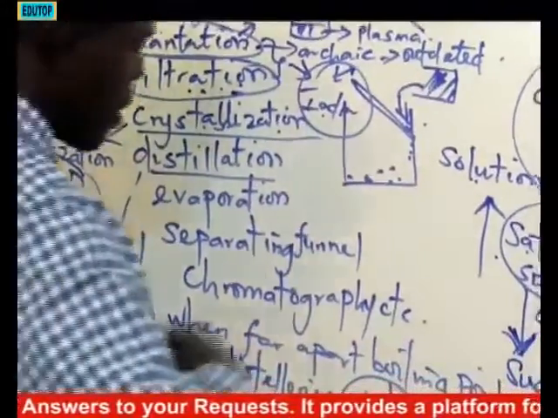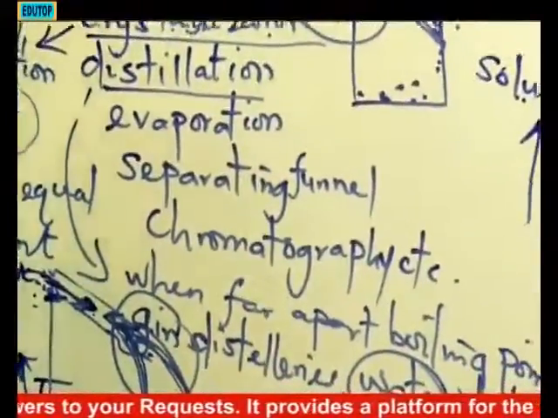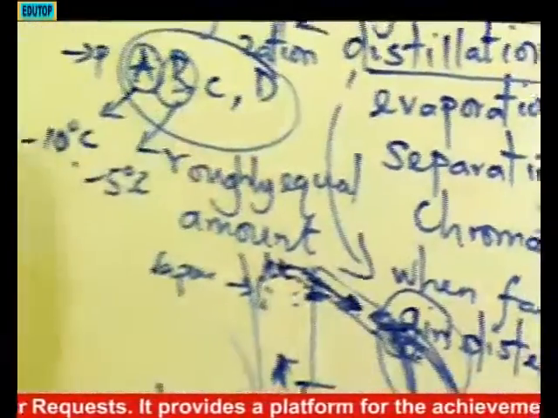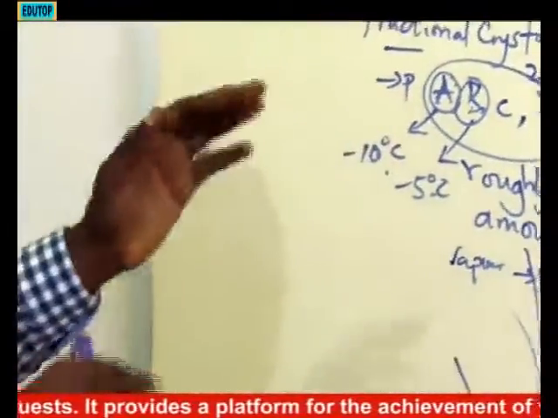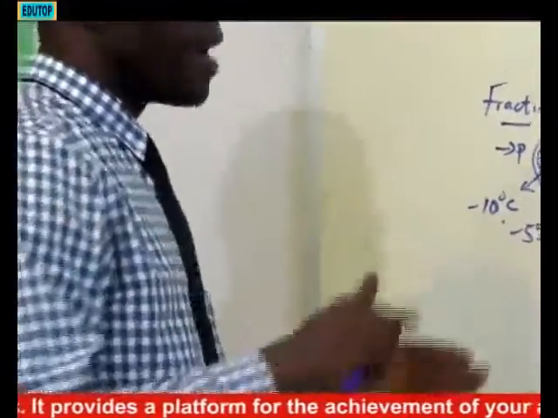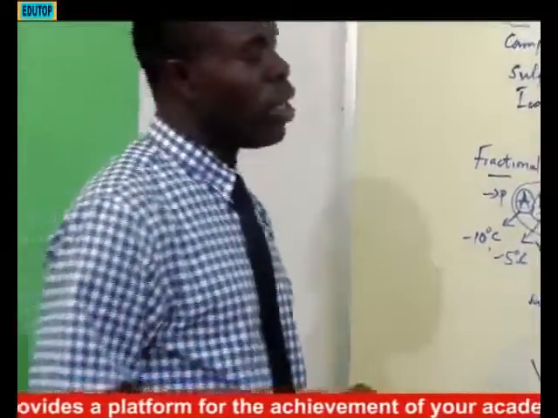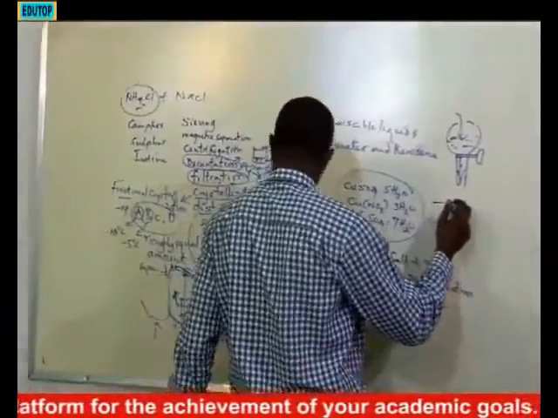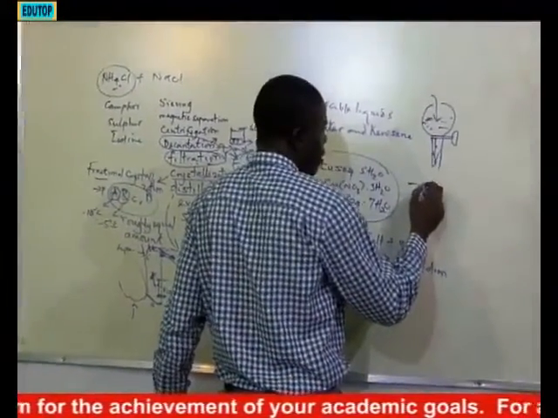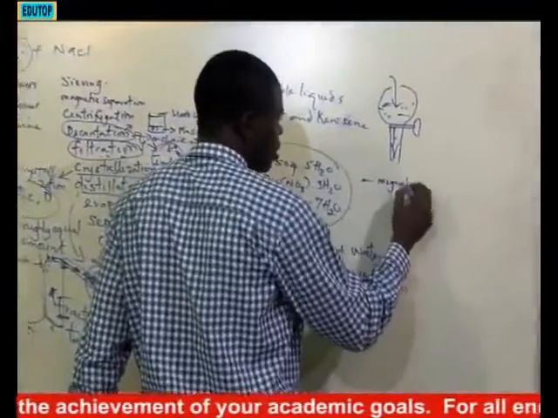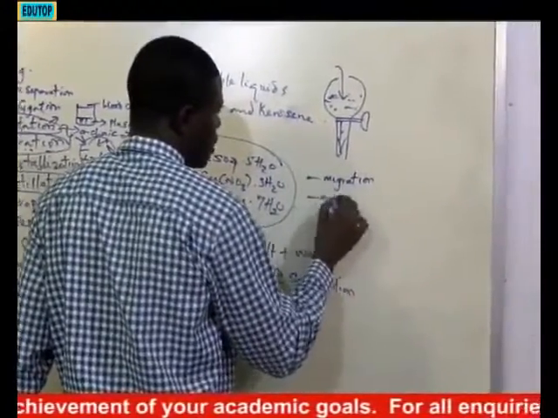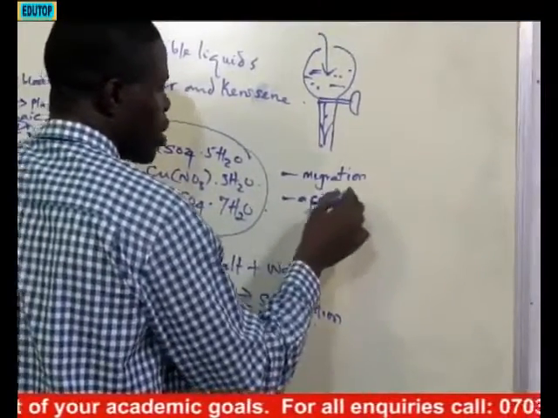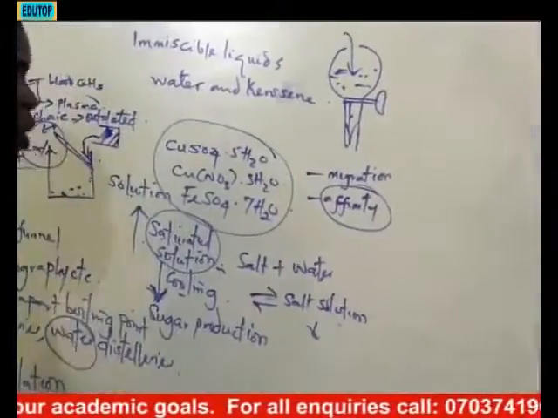Then the next one is chromatography. In the case of chromatography, it is used to separate complex mixtures in order of the difference in their what? Migration. Two things that are very important in the chromatography method of separation are migration and what? Affinity. Take note of that. So the substances migrate with respect to their what? Affinity.